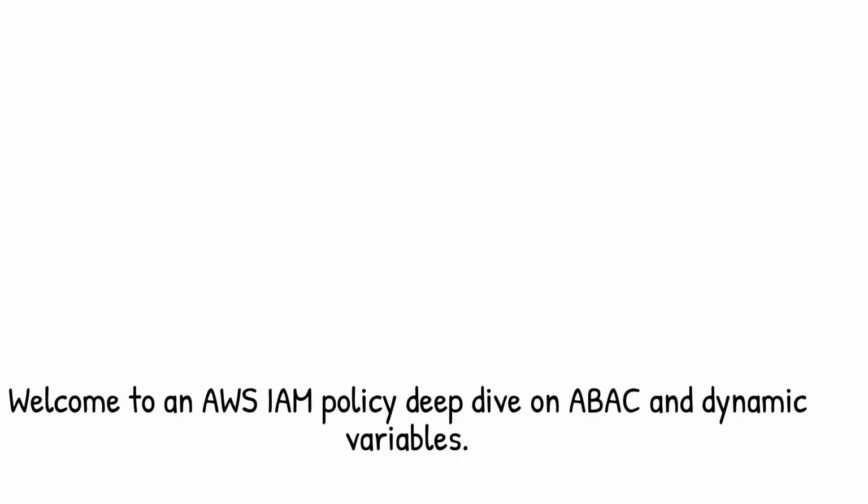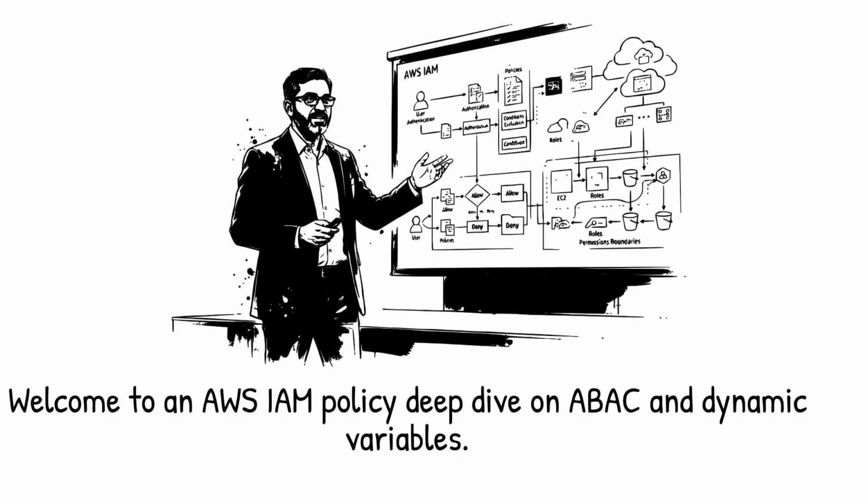Today, we are going to dissect an advanced AWS IAM policy document. If you've ever struggled with scaling access control across multiple developers, environments, or mutable infrastructure, this session is for you. We will break down how to use attribute-based access control, or ABAC, and dynamic context variables to achieve precise, secure, least privilege permissions in AWS.